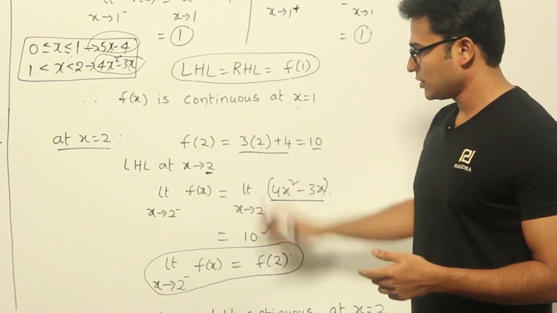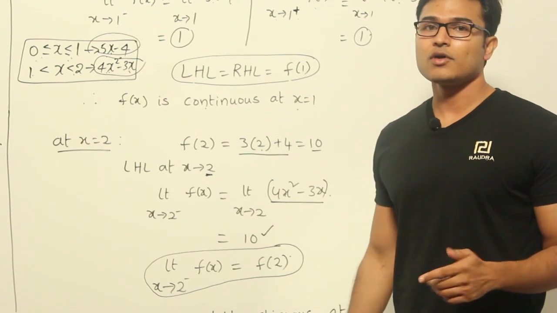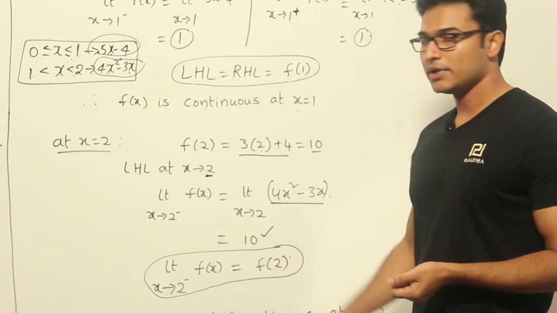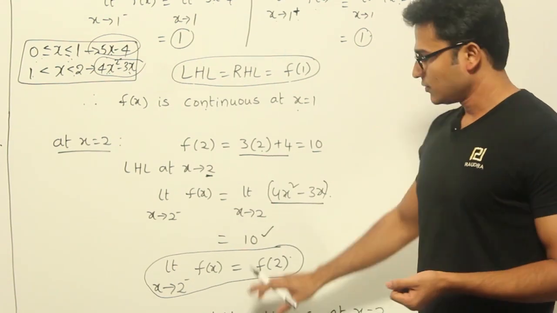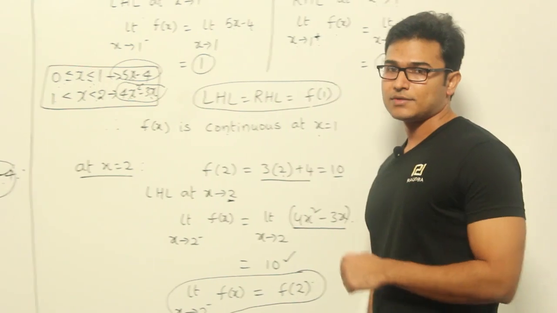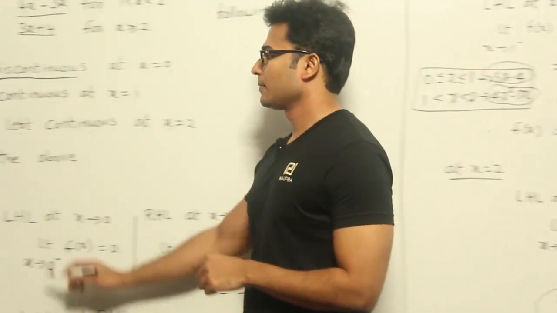Even if you extend the question and find out whether it is continuous at 2 or not, you will get that it is continuous. Why? The right hand limit is also going to be equal to 10. You check it, okay? So all the three options are right here in this case. So what is the answer? The answer is all the above.